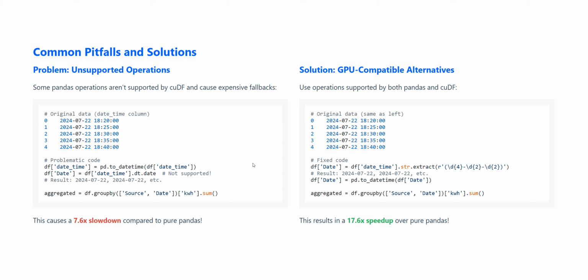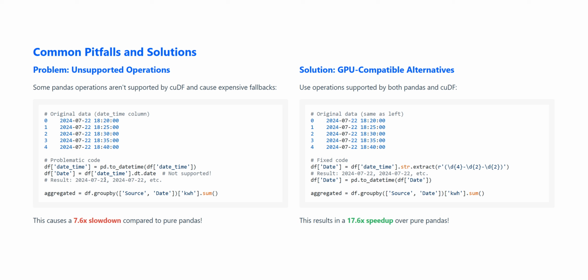And that brings me to an important point about potential pitfalls. Not everything in the pandas ecosystem is supported by cuDF yet. When I ran into issues, it was with date operations. Here's what my problematic code looked like. Imagine I have timestamps like this, and I want to extract just the date part.